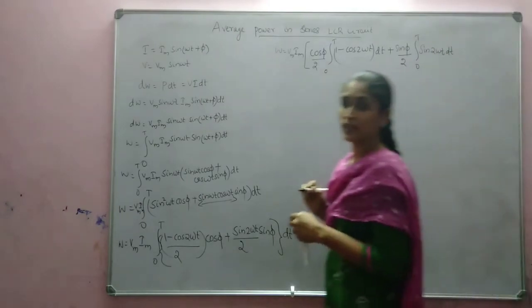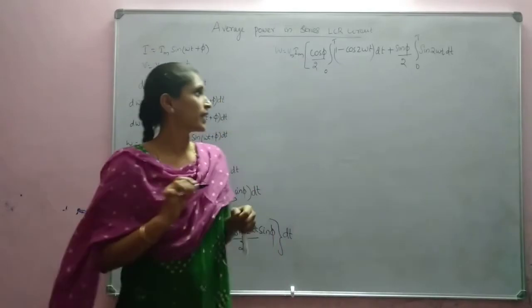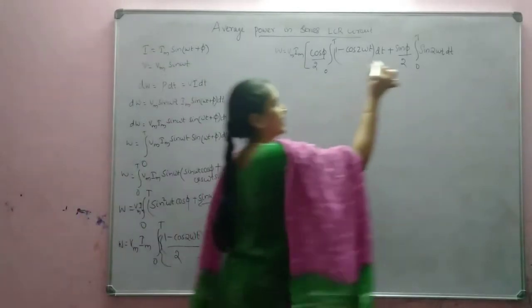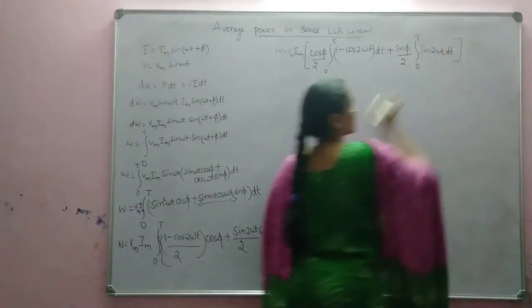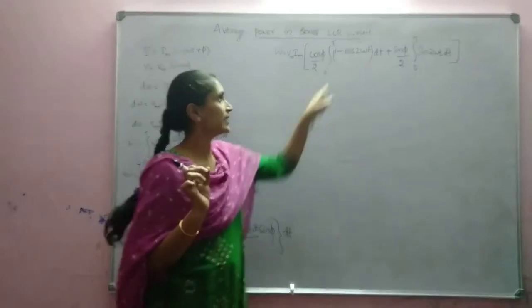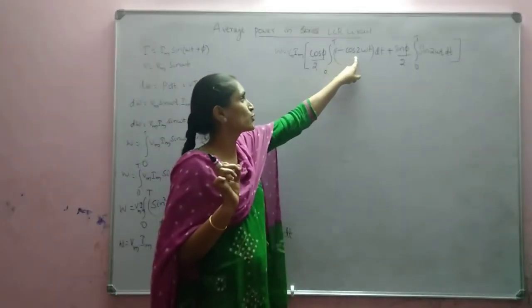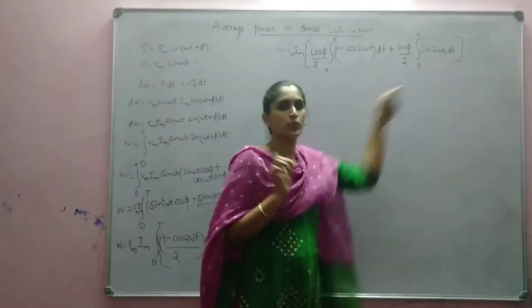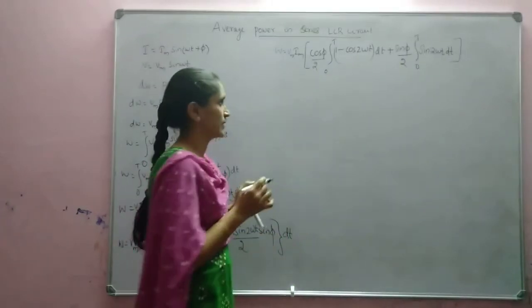Sin 2 omega t dt. Okay, here. Now we have to integrate it. So we can integrate each term. We can integrate cos 2 omega t and we can integrate sin 2 omega t, and we will see the result what it is.